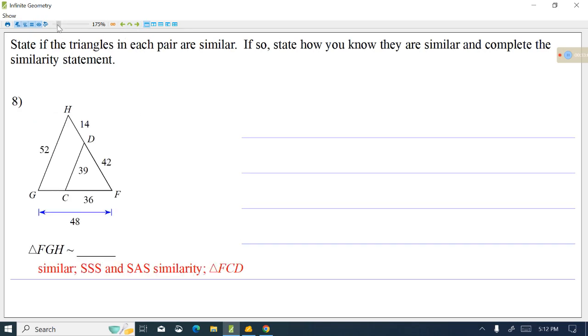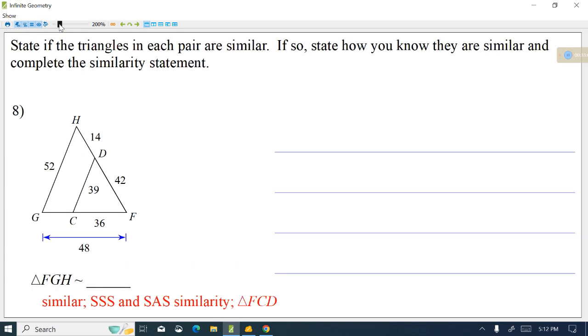Now number 8. In this case we have two choices. You could use side, side, side, or side angle side. It's up to you. I'd probably rather break down 2 fractions than 3, so I usually tell people to use side angle side instead. So in this case, you should get triangle FCD is similar to FGH. So set up your fractions correctly on that one. Let's try the next one.